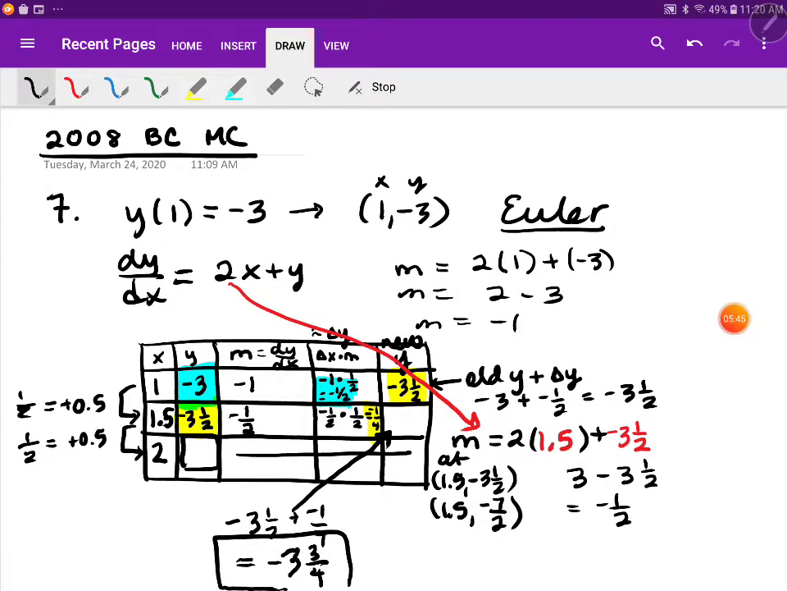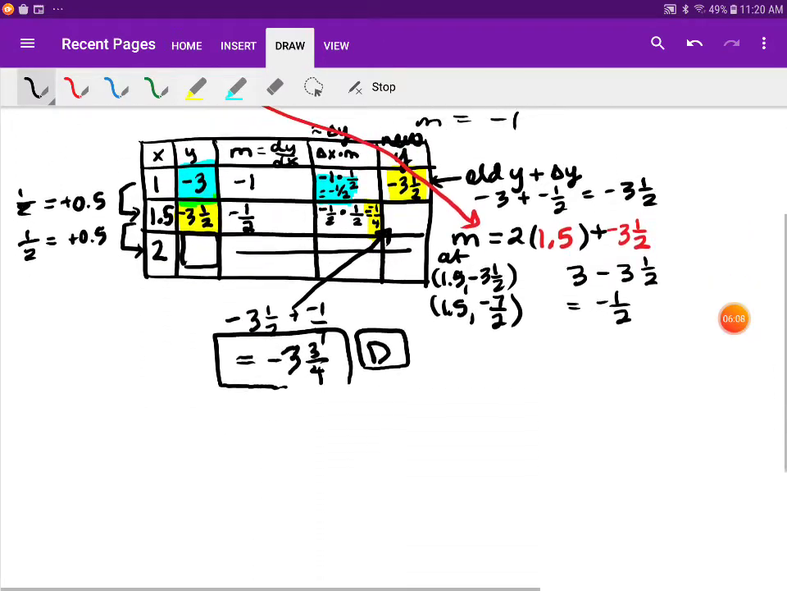Okay, negative 3 3/4. So let's see if that's one of the answer choices. Negative 3 3/4 should be answer choice D. And then let me check if that's correct. That is correct. Cool. Let's do the next one.